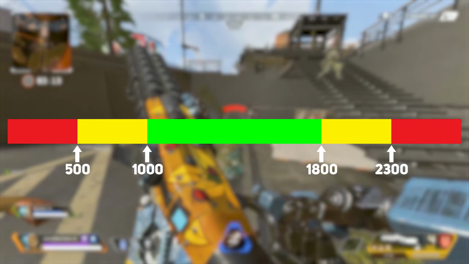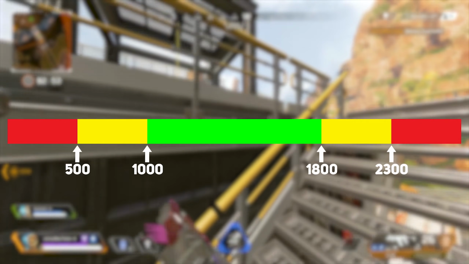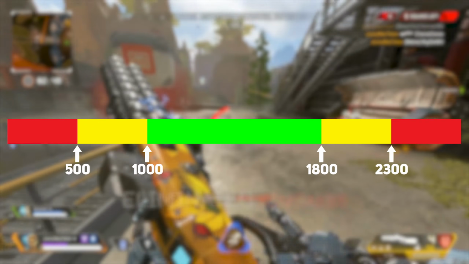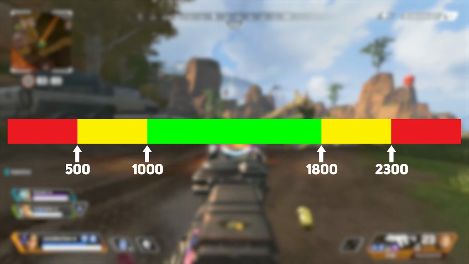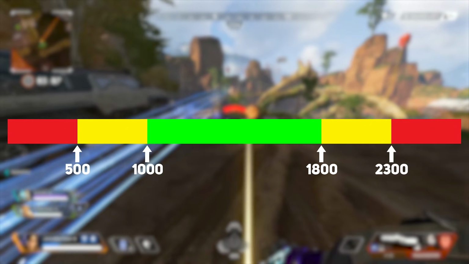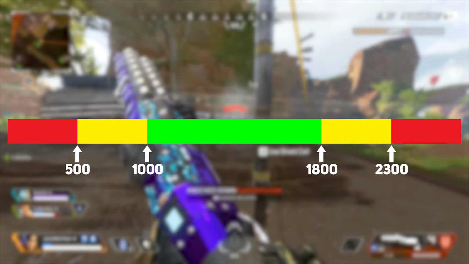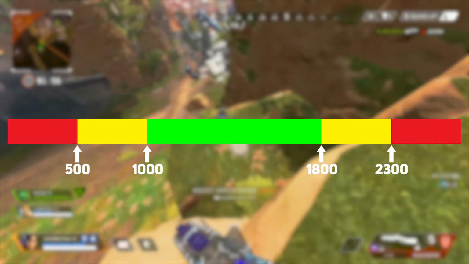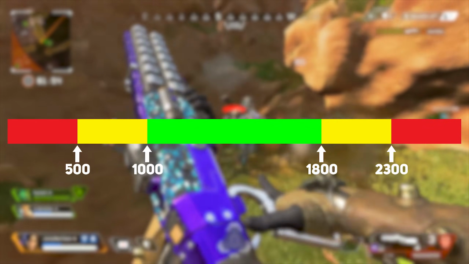Alright guys, so on the screen here I made this little comfort zone sort of graph thing. So basically you want to make sure that your sensitivity falls somewhere in between this comfort zone right here. If not in it, then at least near it. So basically the comfort zone is 1000 EDPI to 1800 EDPI is where you kind of want to be around.